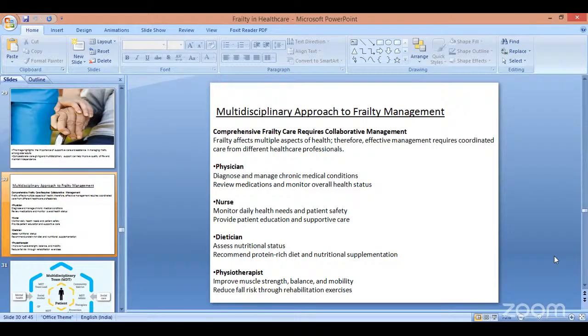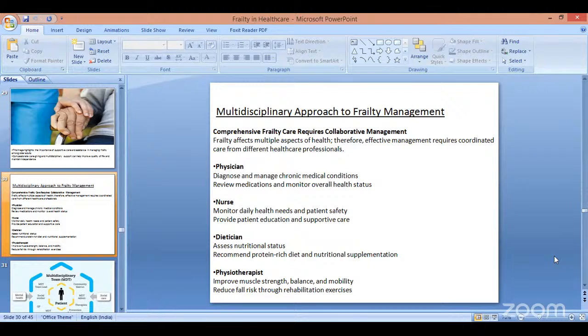Comprehensive frailty care requires collaborative management. Frailty affects multiple aspects of health. Therefore, effective management requires coordinated care from different healthcare professionals: physician, nurses, dietitian, and physiotherapist. Everyone has to be involved in this.